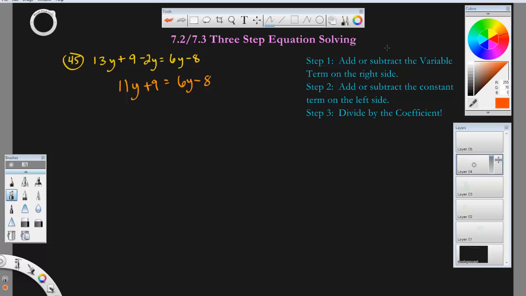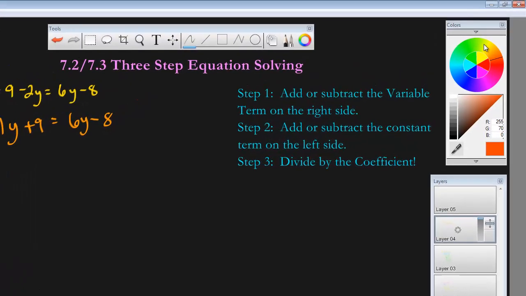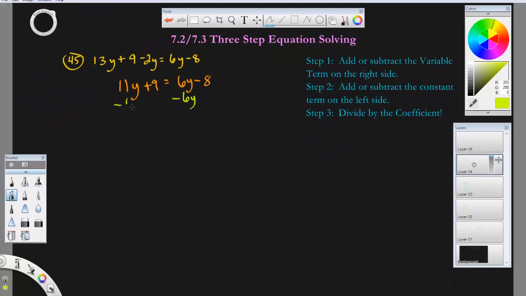All right. 7-3 is just full of these kinds of problems. Step 1, add or subtract the variable term on the right side. That's this one, and it's positive, so we're going to subtract it. 6y and 6y. Equal sign first. That way they're lined up. Over here, 11y minus 6y is 5y plus 9. That cancels out there. 6y minus 6y is 0. Minus 8. So we just bring the negative 8 straight down there.